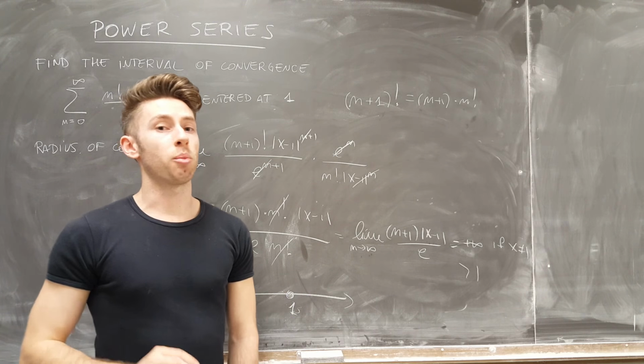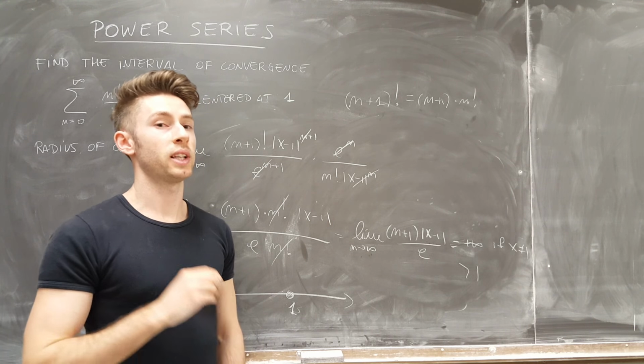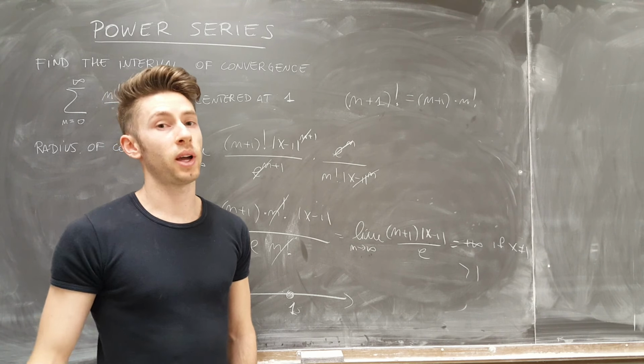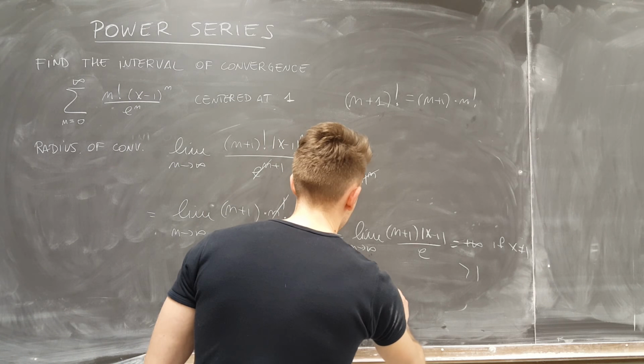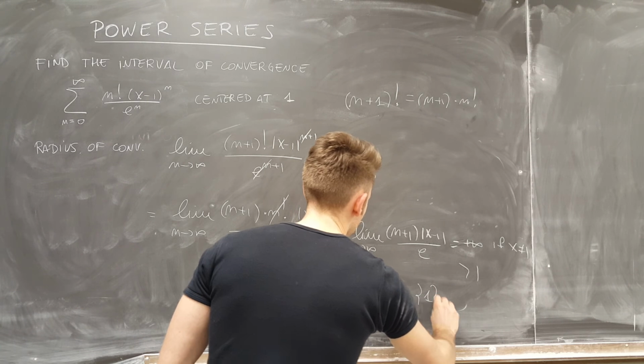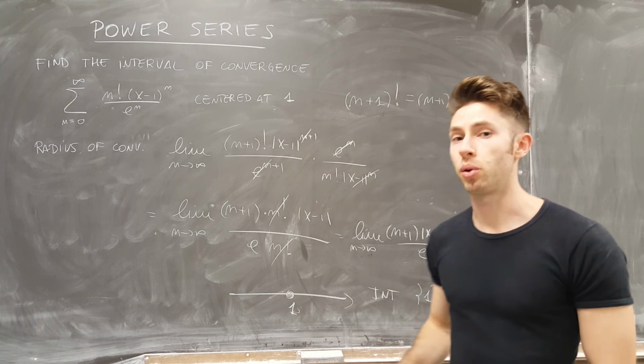And 1 is the only point at which the series converges. So that's also the interval of convergence. We don't have to do anything else. I mean, it's just a point, the point x equals 1.